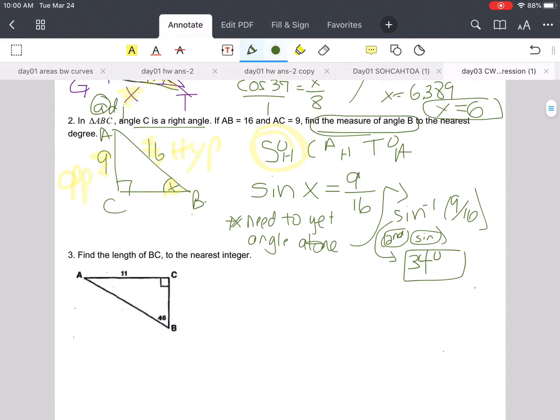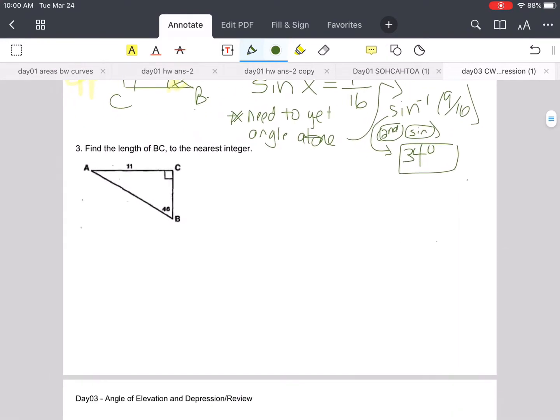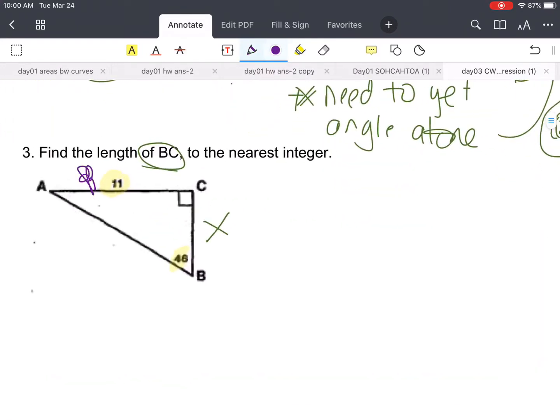Okay, so this one here, they want you to find the length of BC. So BC is here. So I set that up, and I have the angle here. I'm going to use a different color this time. Here is going to be opposite, and that one's opposite. This one here is adjacent. So this must be TOA.